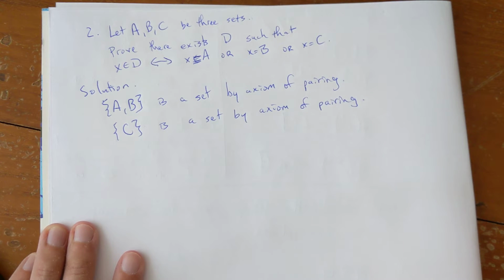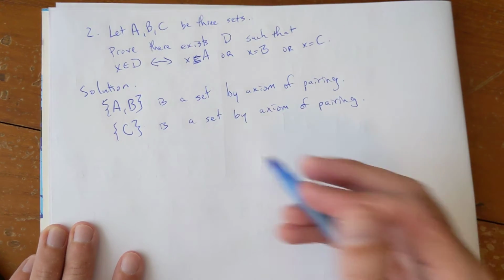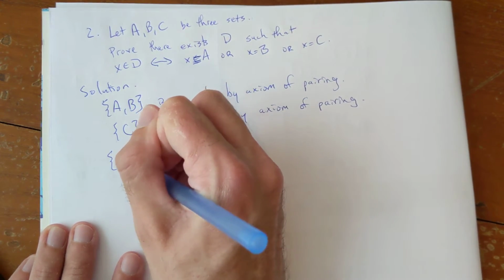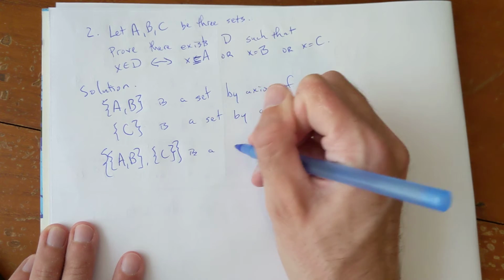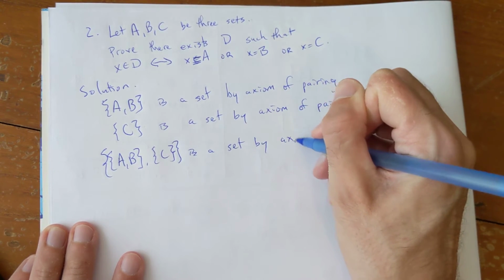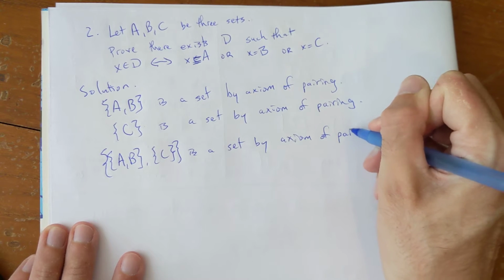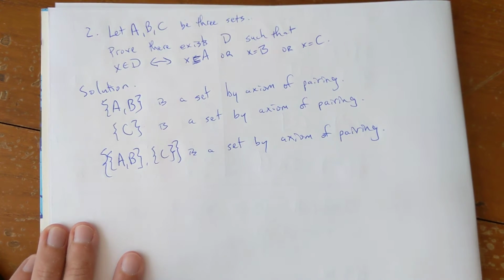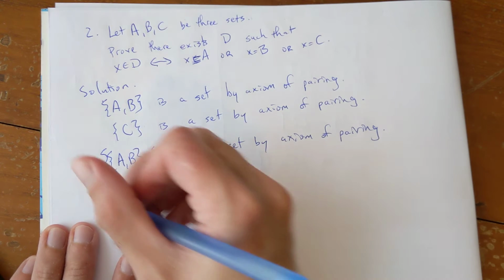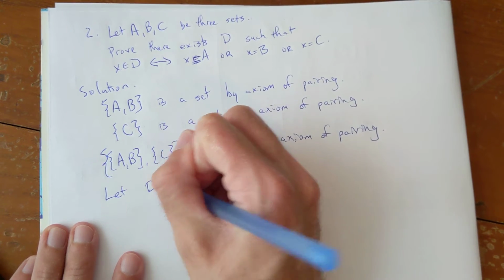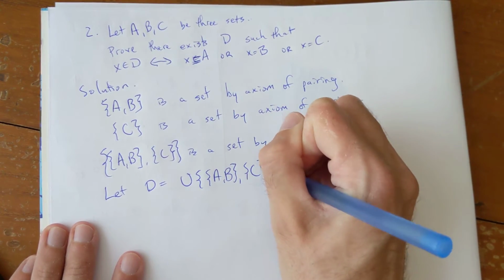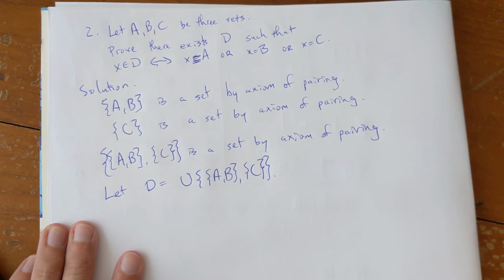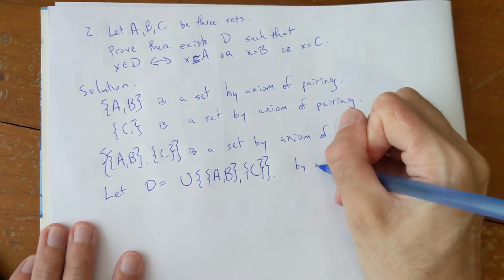Now I have 2 sets, so I can use the axiom of pairing again. And now I can use the axiom of unions. Okay, so let D be the union of this, by axiom of unions.